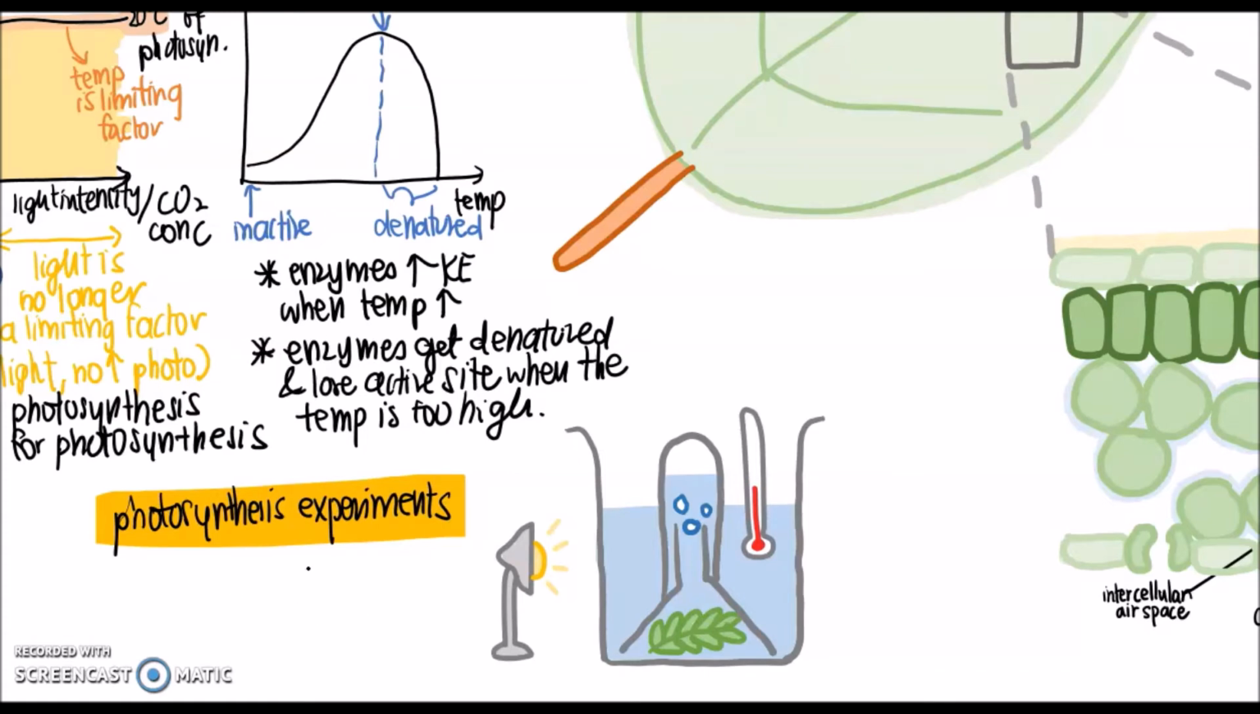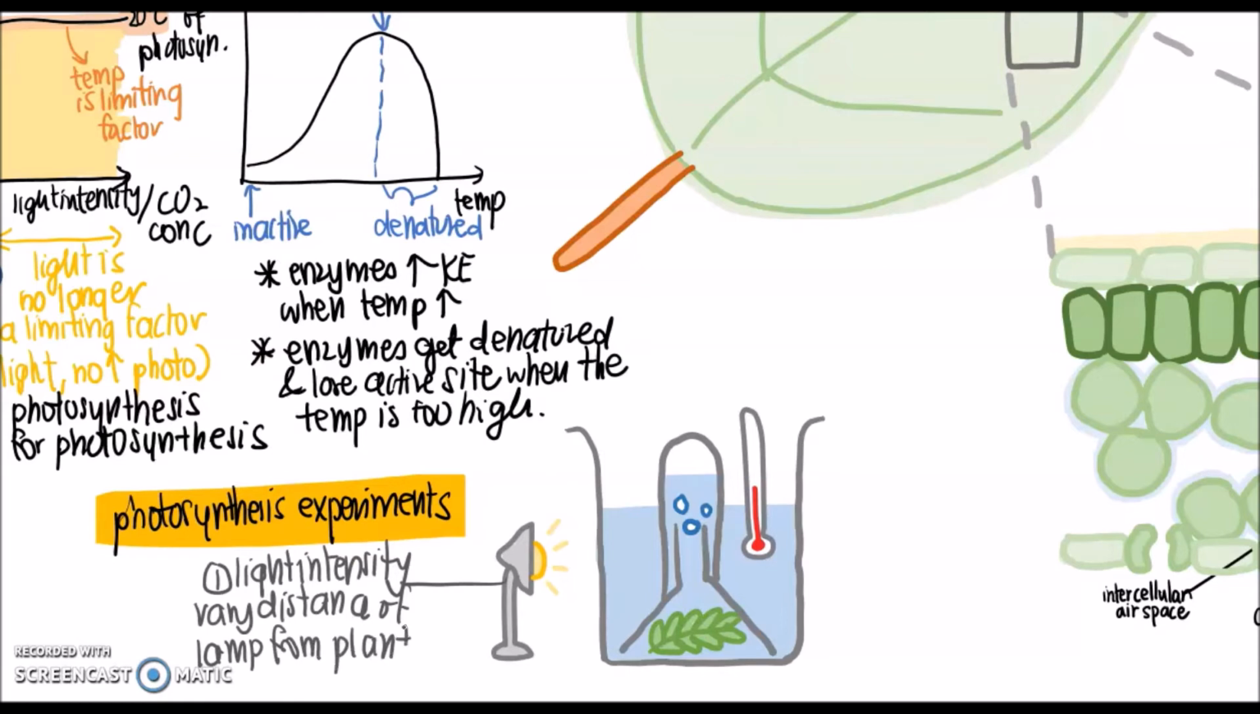Okay, so based on this simple diagram, you can actually modify it. It might be important for your practical planning. So how can I test different factors? For light intensity, I can simply vary the distance of the lamp from the plant. If I want to find out about temperature, I can vary the temperature of the water bath, by adding hot water, ice, or using a thermostatically controlled water bath.